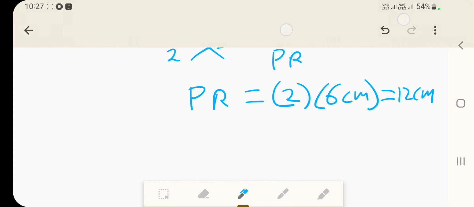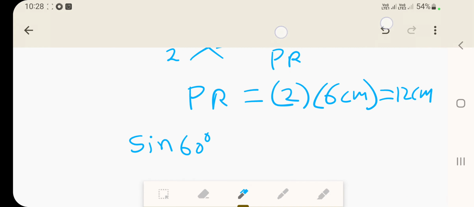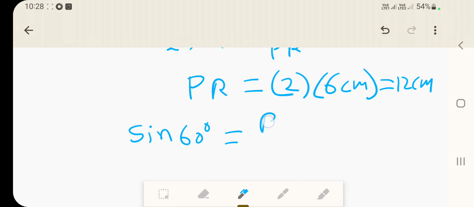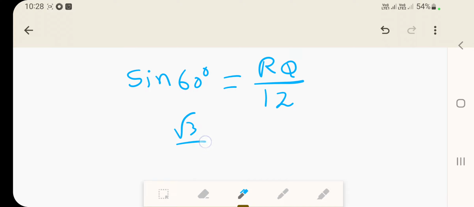Now what we have to find is RQ. In two ways we can solve this. One is sine of the angle 60, because sine of the angle is related to the opposite side RQ. So sine 60 is RQ divided by the length of the hypotenuse, that is 12. And sine 60 we know is root 3 by 2, and RQ we want to calculate, divided by 12.